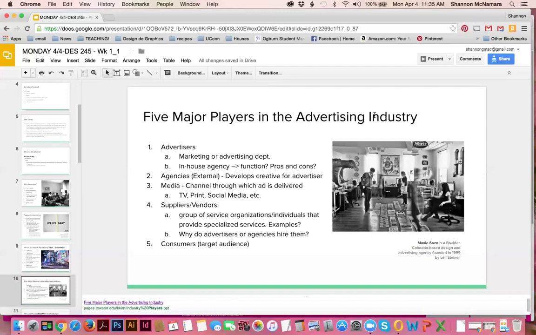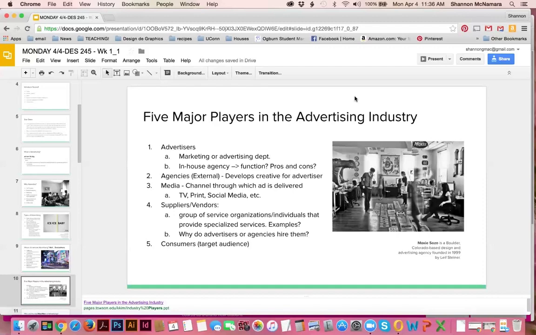I have worked where I have done all of the advertising in-house, and I've worked as a creative for an agency where we did creative for clients. So I've seen it from both sides, and I don't think that there is a right or wrong way. I think that they both definitely have pros and they both have cons. The other players are the media, which are channels through which your ad is delivered. So that's TV, that's print, that's social media, those are all the media industries.